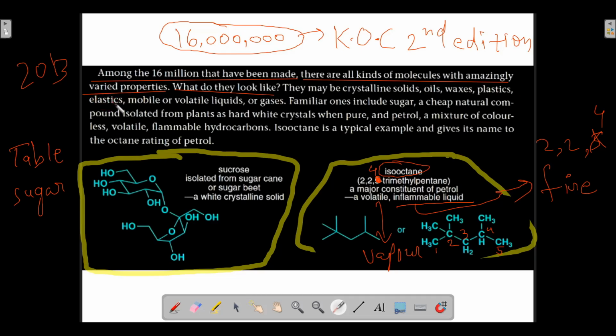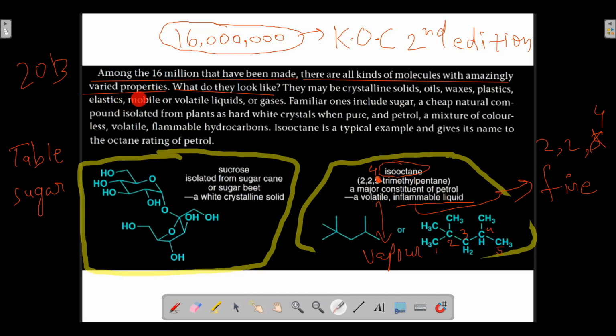Because in rubber also a large number of carbon atoms are joined in a chain. So rubber is also elastic. It can be stretched to a large extent, and it will come back to its original shape when the force is removed.